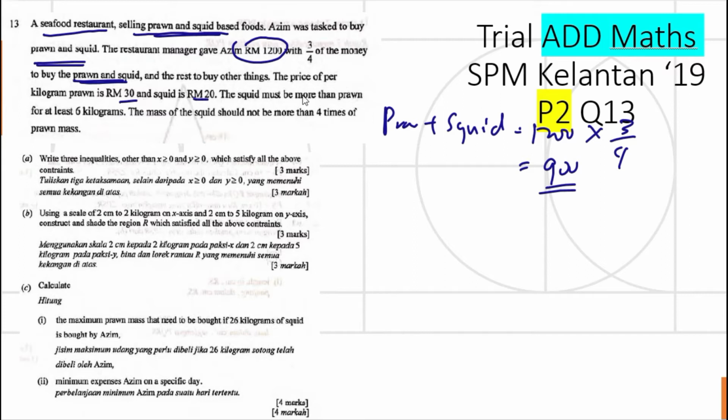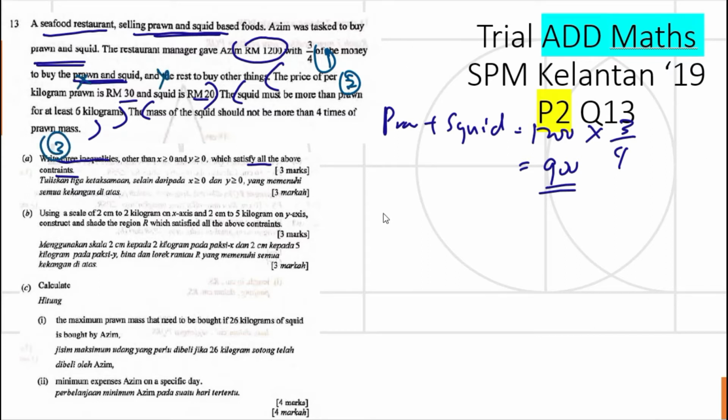The squid must be more than prawn. Okay, so we have the price. The squid must be more than prawn by at least 6 kg. So this is the second. And the mass of the squid should not be more than 4 times of the prawn mass. So this is the third. So this is 1, this is 2, and this is 3.